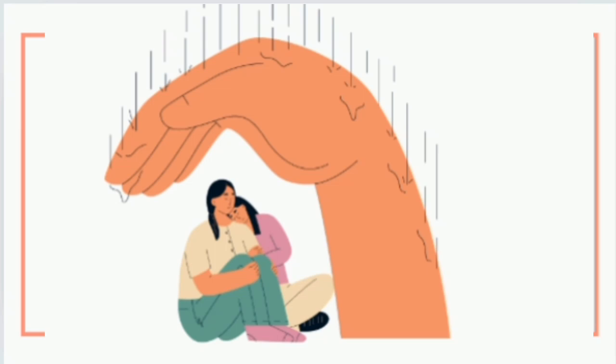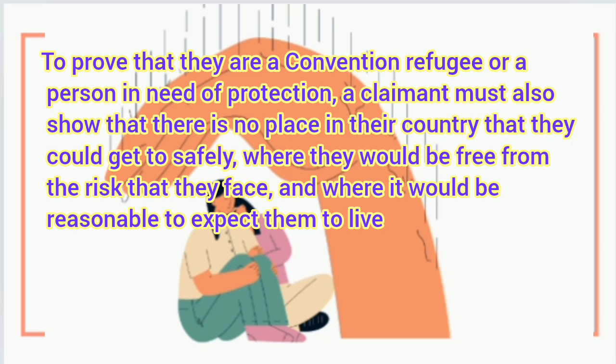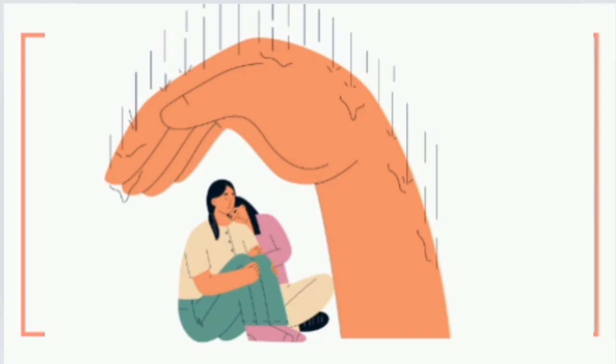To prove that they are a convention refugee or a person in need of protection, a claimant must also show that there is no place in their country that they could get to safely, where they would be free from the risk that they face, and where it would be reasonable to expect them to live.